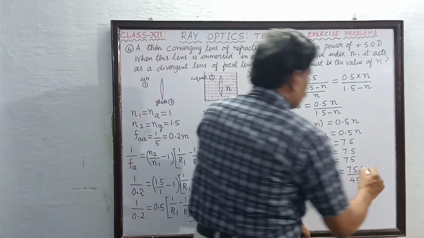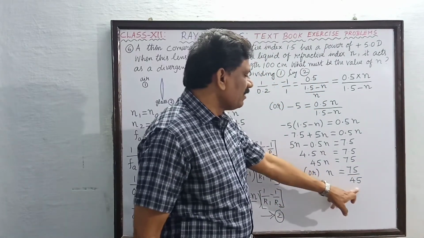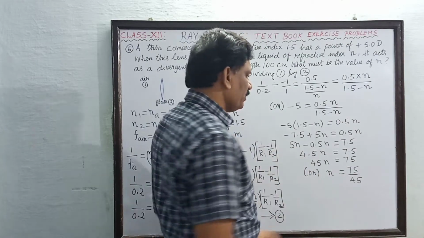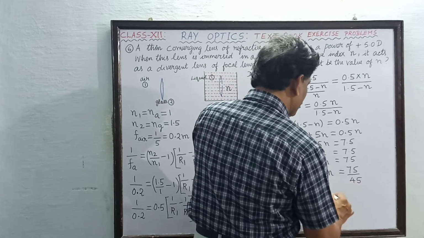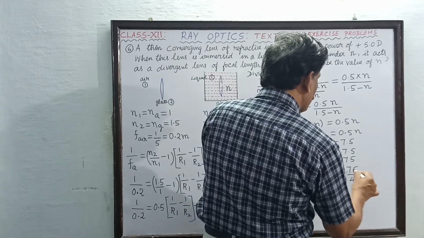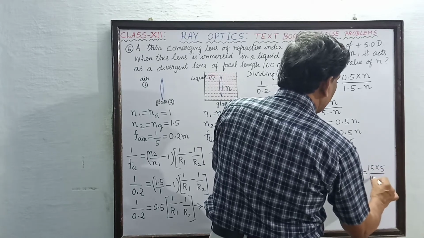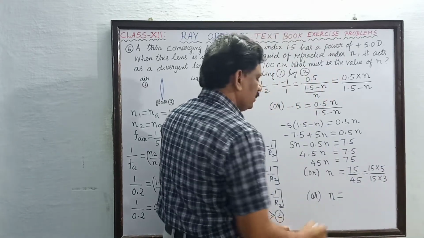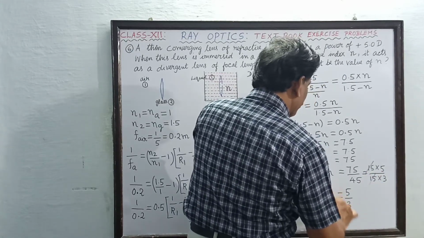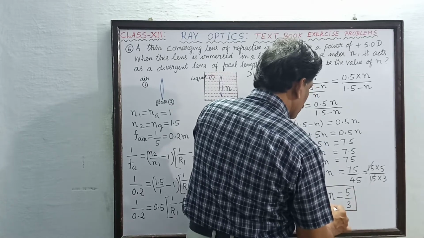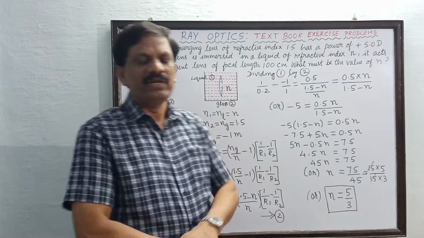You divide this by 15. 15 3s are 45 and 15 5s are 75. So if you divide by 15, n is equal to 15 into 5 divided by 15 into 3. So we can cancel the 15 and write n is equal to 5 by 3. So this is the required value of the refractive index of the liquid.